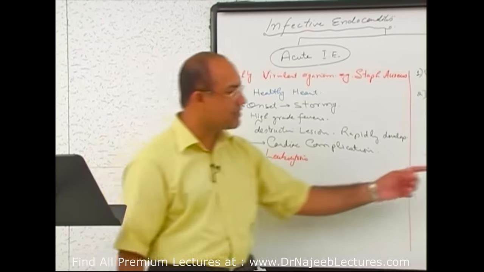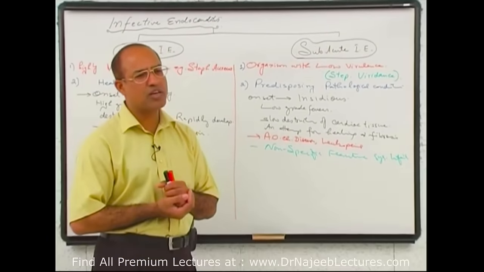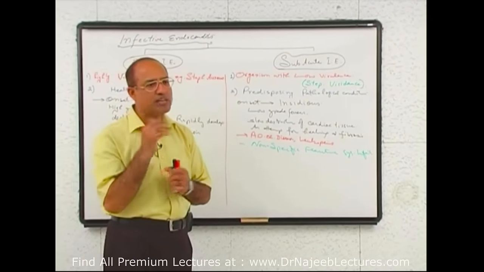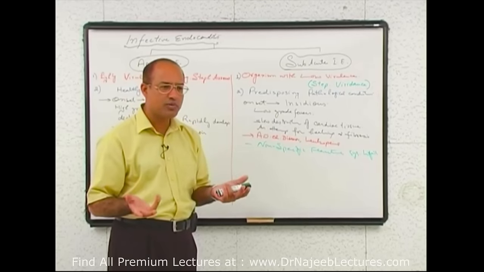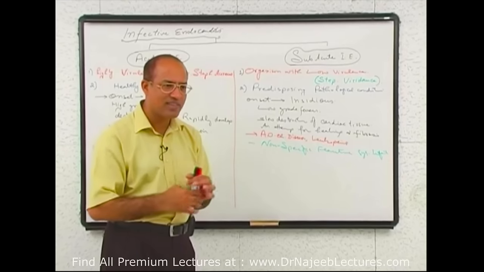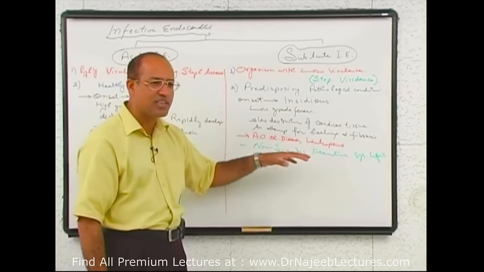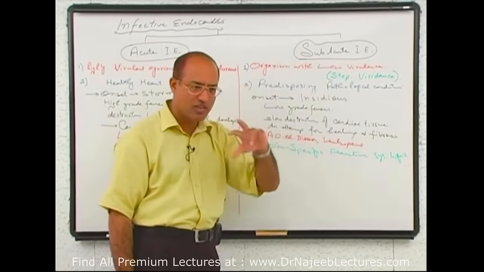But in this patient, the patient is coming with ill-defined clinical features. Maybe you find there's anemia, there's weight loss, he says he feels fatigued all the time, lassitude, right? All this is not pointing that you have to look at the heart, or is it? So because of these non-specific features, we say that this is subacute infective endocarditis.